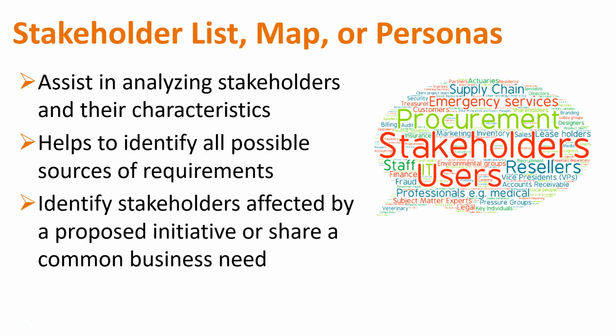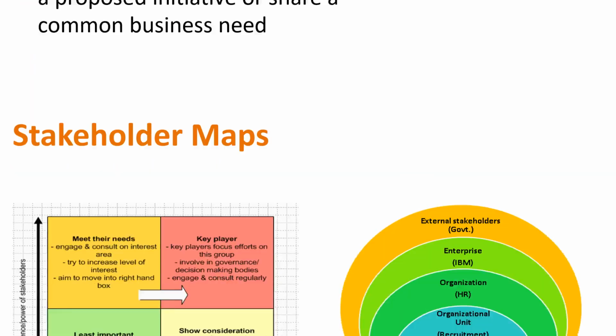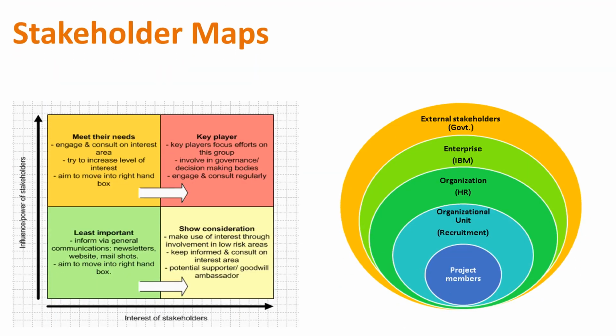And it doesn't mean you engage everybody. It means you identify at least one stakeholder from each type of role that might be impacted to ensure that you get the best picture possible of what needs to happen. Maps. Maps help you in two ways.